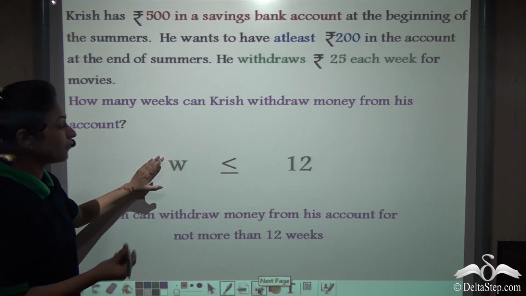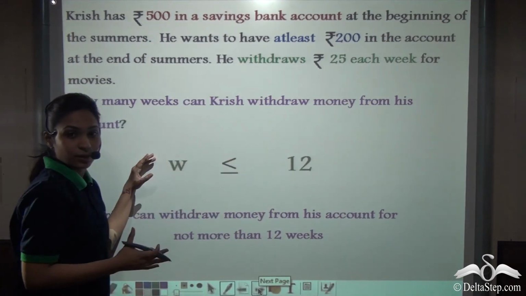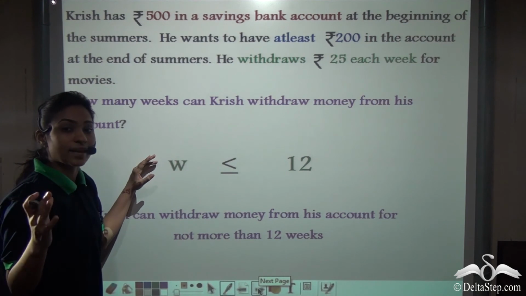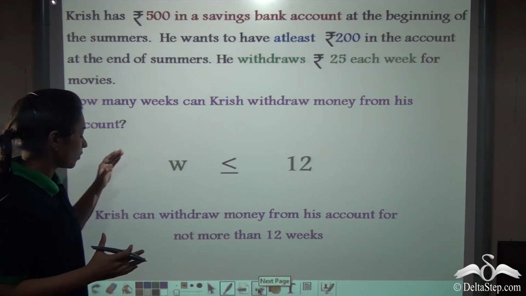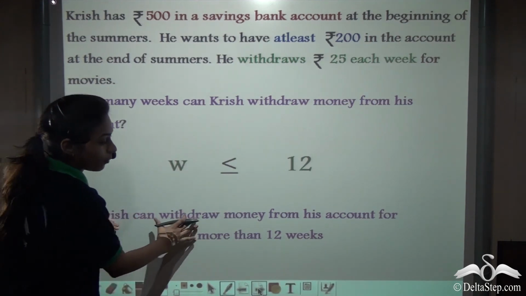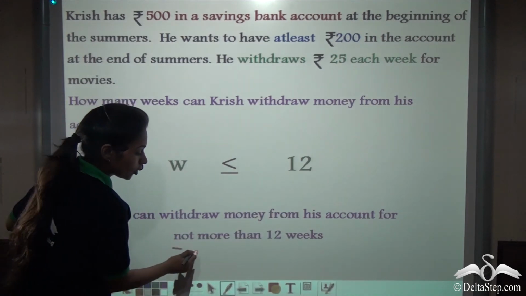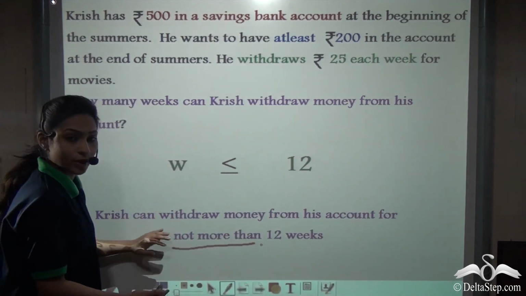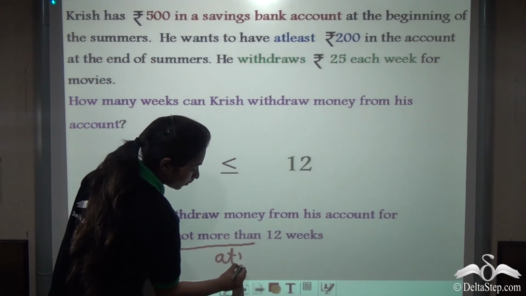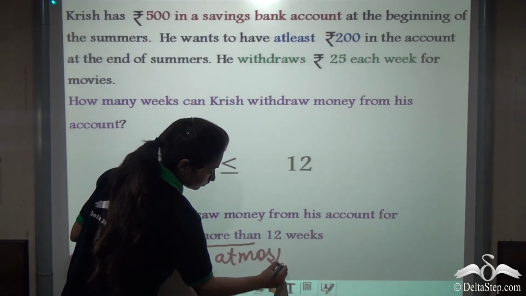Now you know, whenever we write such answers for practical problems, we have to write it in a sentence or complete sentence form. So you can say that Krish can withdraw money from his account for not more than 12 weeks, or you can say at most 12 weeks.